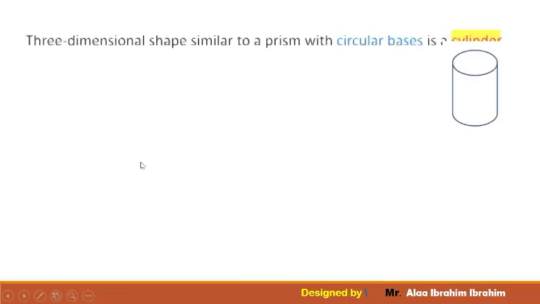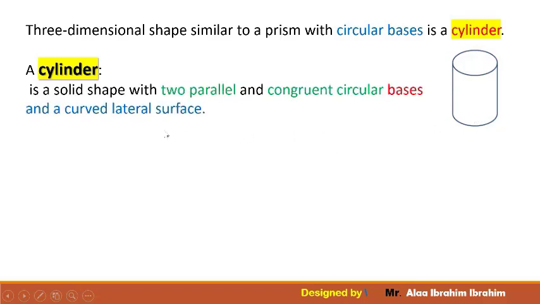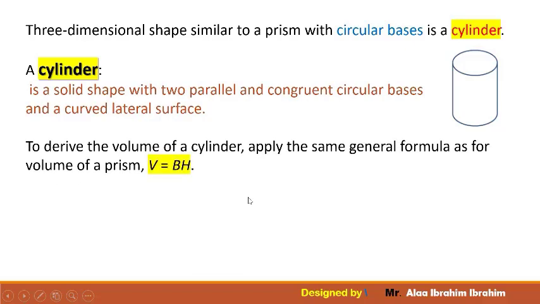Now we're going to the cylinder. A cylinder is a three-dimensional shape similar to a prism, close to the prism but with circular bases. So the bases are circles, which is why I gave you the area of a circle. The cylinder is a solid shape with two parallel, congruent circular bases and a curved lateral surface. So your side here is curved. Now, how do I find the volume?